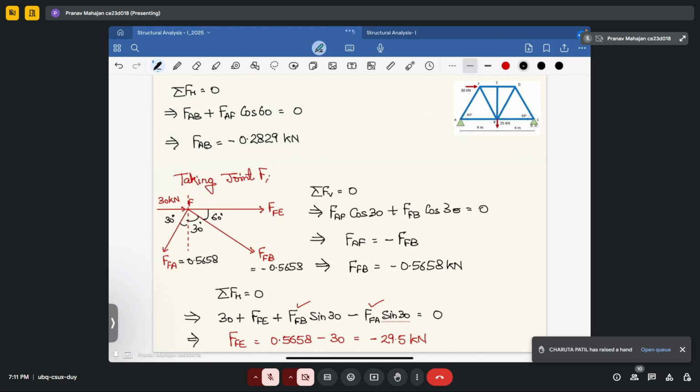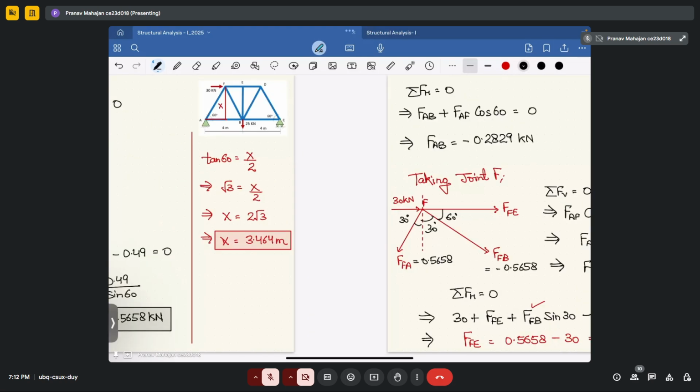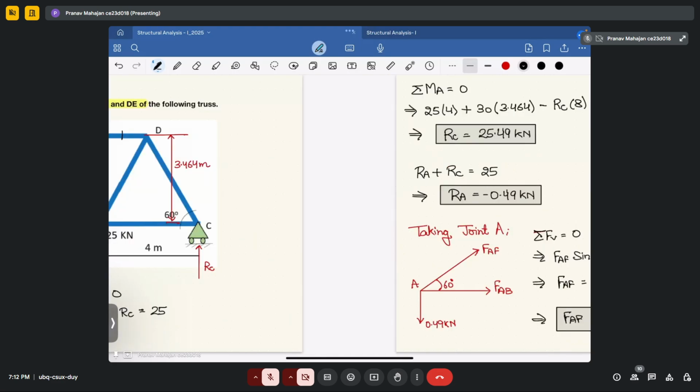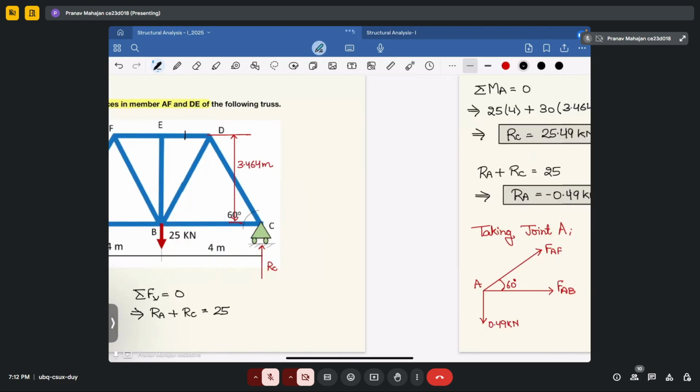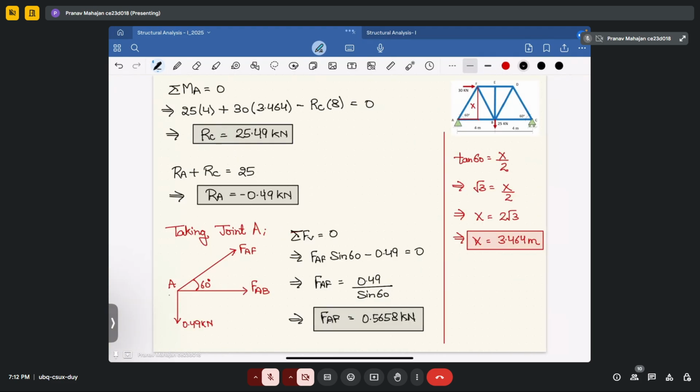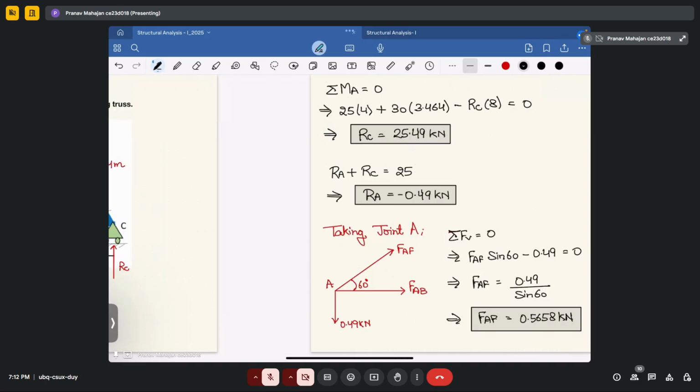Yeah, anyone has any query? Someone raise the hand. Charuta Patil. Yes, sir. Yes, tell me. So I have one doubt. When we resolve the forces by taking joint A, in summation of horizontal forces, can't we consider the HA reaction which is given by the hinge support there? Just a second. Okay, sorry, we have not considered that. Okay, fine, fine, fine. So this is a mistake. I will calculate that. Okay, sorry. Thank you.